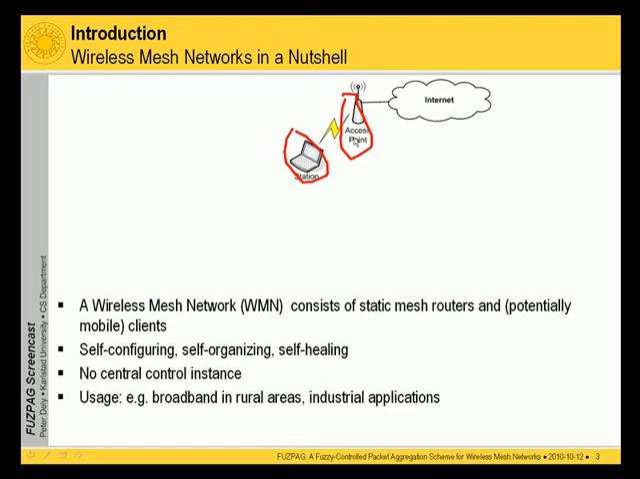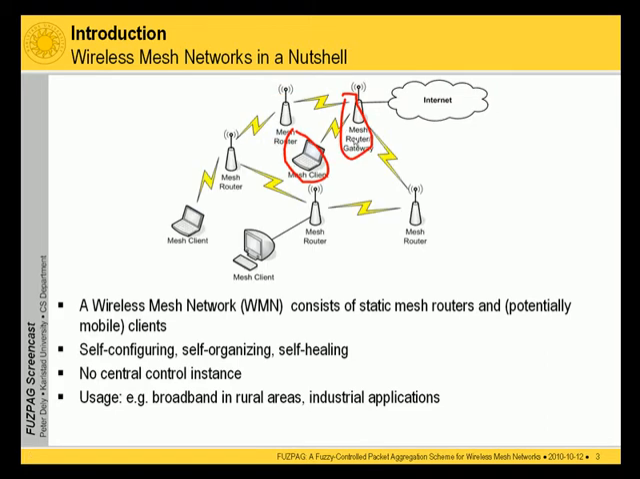One potential remedy for this problem is wireless mesh networks. In wireless mesh networks, you replace the access points with wireless mesh routers. Wireless mesh routers wirelessly relay data on behalf of other mesh routers or clients. Let me show that by an example again.